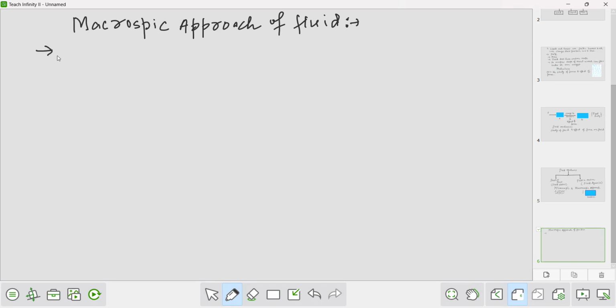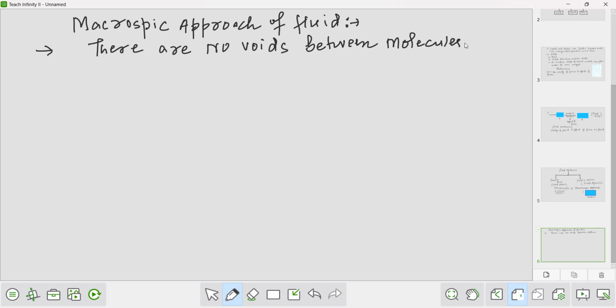In macroscopic, the assumption is that there are no voids between molecules. That means there is continuous distribution of mass. This is the basic assumption in the macroscopic approach, that there are no voids between the molecules and there is continuous distribution of mass.